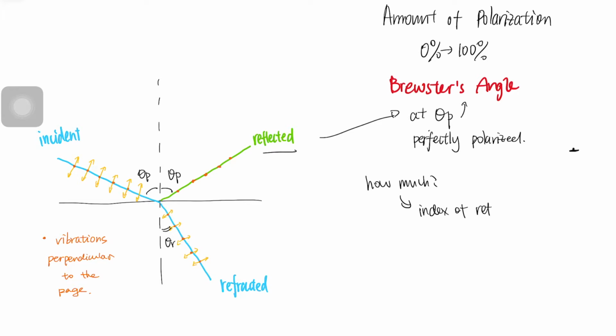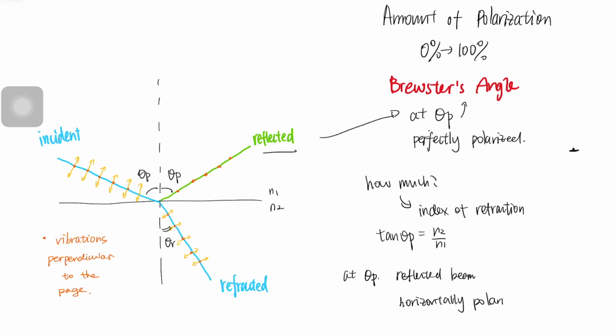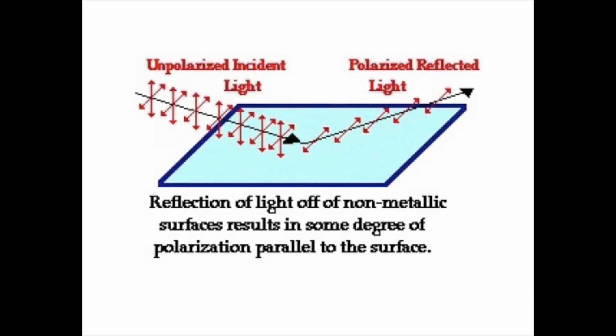The size of the Brewster's angle is related to the index of refraction of the two materials on either side of the boundary by the equation tangent theta p equals n2 over n1, where n1 is the index of refraction of the material in which the beam is traveling, and n2 is that of the medium beyond the reflecting boundary. At this Brewster angle theta p, the reflected light is plane polarized, or horizontally polarized to the surface, and theta p plus theta r, where theta r is the refraction angle, equals 90 degrees. Light that is reflected from the sun off the surface of a pond is horizontally polarized.